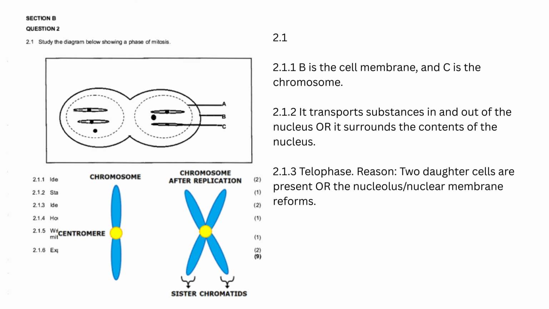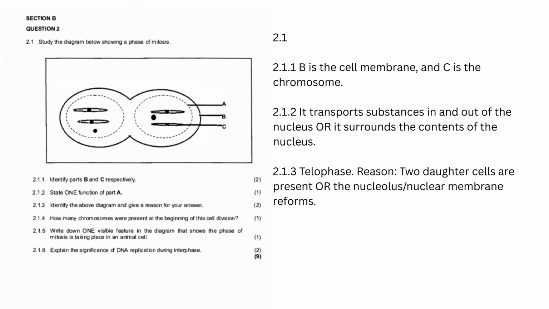Okay? So I hope everyone is understanding what I'm trying to say. When you look at that structure and they ask you about C, that is a chromosome because it is the telophase stage. So when you look at the diagram, you have to name which phase it is before you even answer the question.